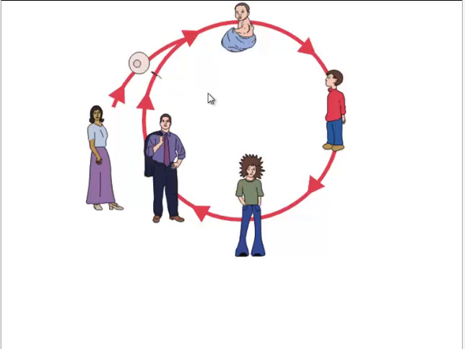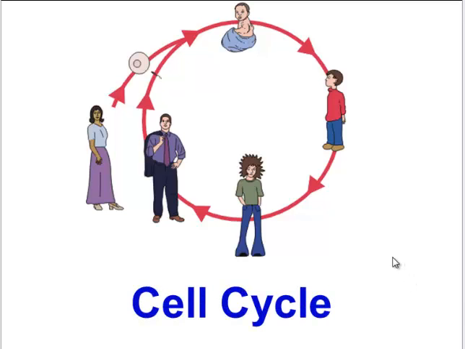Once upon a time, you were just a fertilized egg, a zygote. But that zygote grew to be a baby, and then a child, and now a young adult, and eventually an adult. In order to grow, that zygote had to divide many, many times. To better understand how these cells divide, we're going to explore the cell cycle.